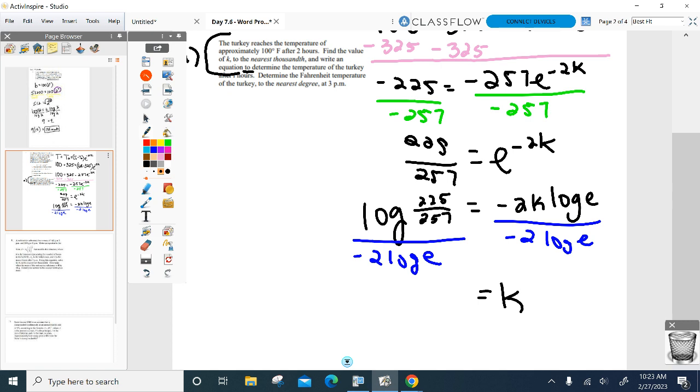How many numbers do you guys have after the decimal? Should have 3, right? Negative 2. 0.066 for k. Not ready. We're not done yet with that one. You all right, Jared? I got 0.0125. We got log 225 over 257 divided by negative 2 log e, and we're not getting 0.066.